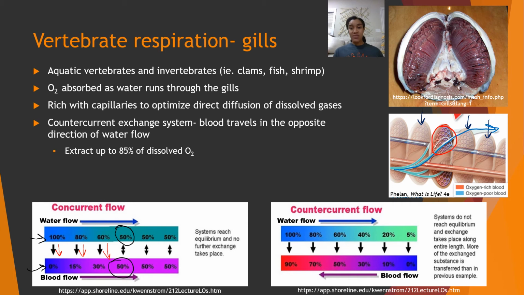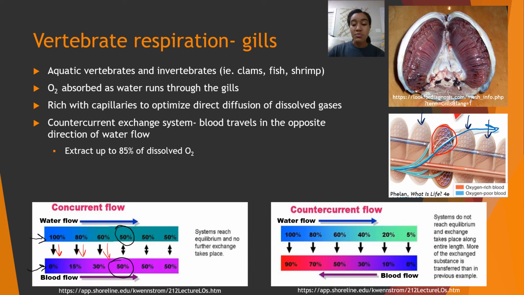They would suffocate. So they needed to find a way to extract as much oxygen as possible, far more than 50% from the water. To do this, they orient their blood flow in the opposite direction of the water flow. And so this allows for there always to be a higher concentration of oxygen in the water than there is in the vessels. So you can constantly pull out more and more oxygen.